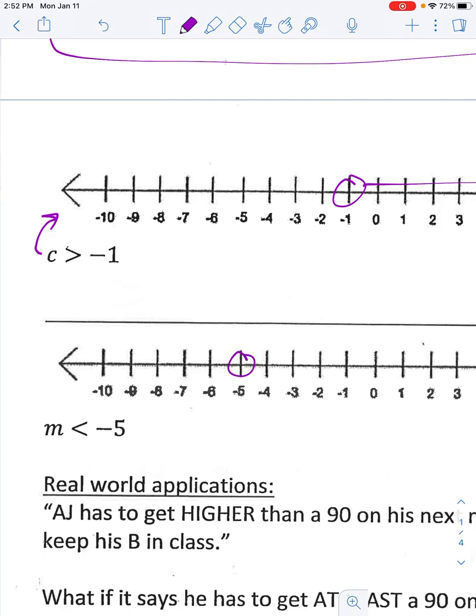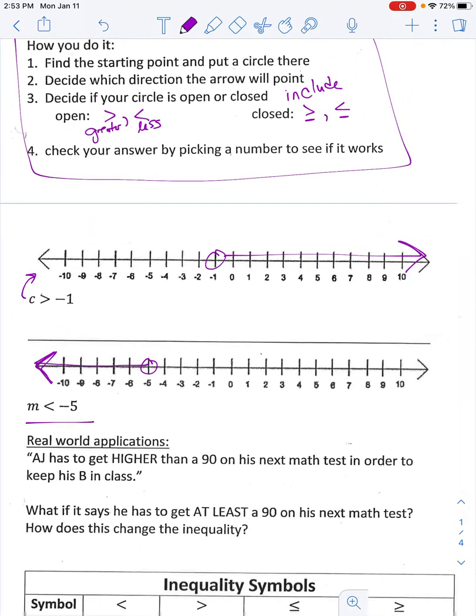Find negative 5 on the number line. We're going to put a circle. The number is less than negative 5. It's pointing to the left, so all of these numbers would work for M. And we're going to keep it open because it's less than negative 5. We're not including negative 5 in our answer, so it's going to be an open circle.